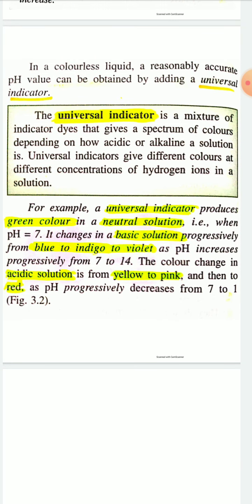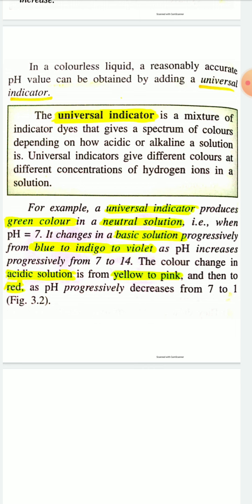In a colorless liquid, if you add a universal indicator, you can tell about the acidic or basic nature of the solution. So universal indicator is one type of indicator which shows a defined color change in different media.